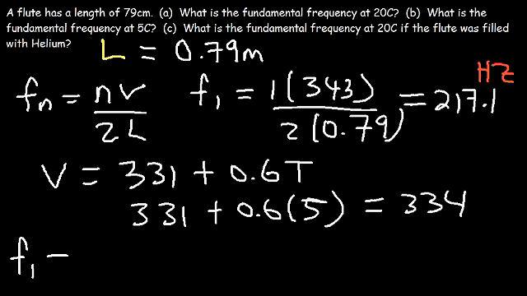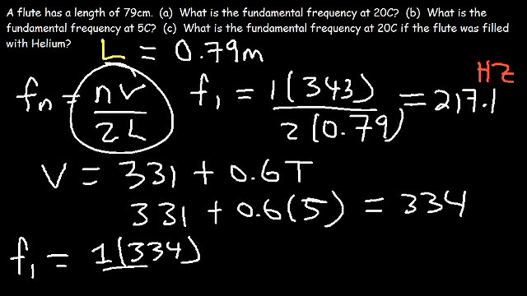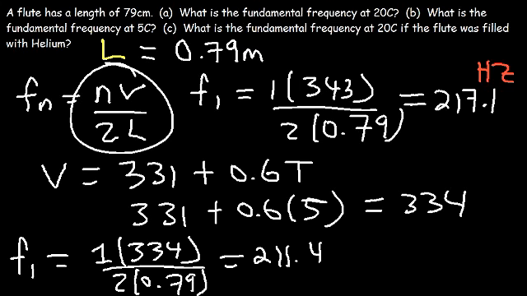So now let's calculate the fundamental frequency using this equation again. So it's going to be n, which is 1, times the new speed of 334 divided by 2L. So it's 334 divided by 1.58. And that's about 211.4 hertz.